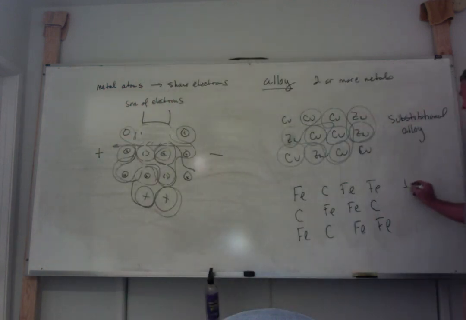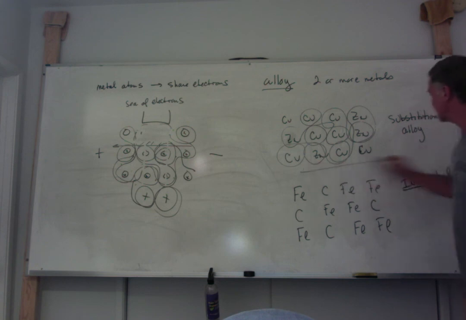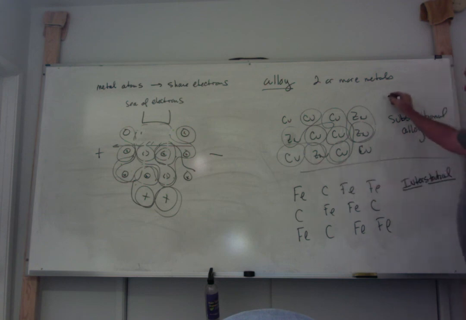This we call an interstitial alloy. Inter means between, to stand between. This substitutional alloy is when the two metals making the alloy are close to the same size. And this one is when the two metals or elements are different size.